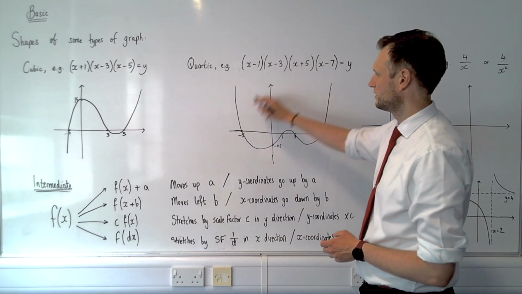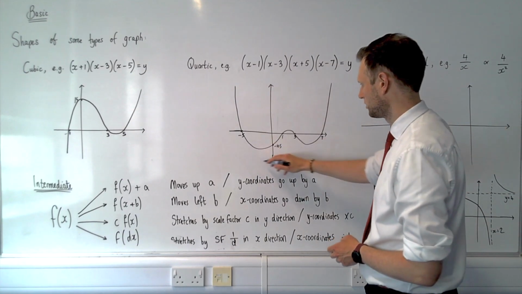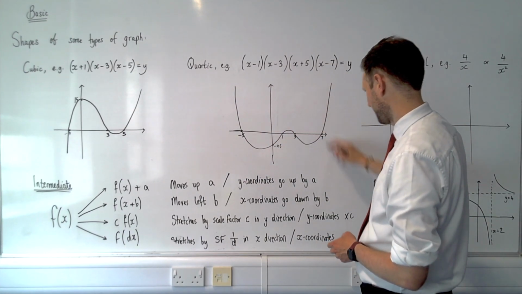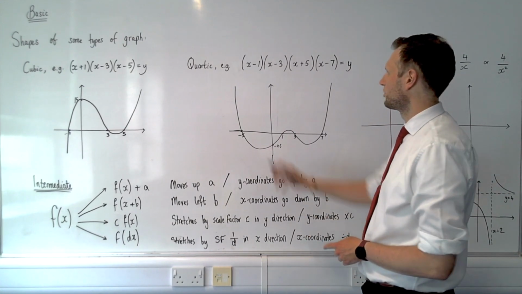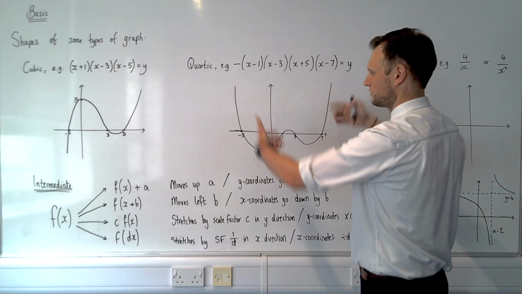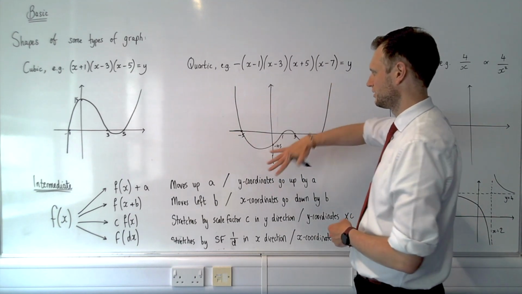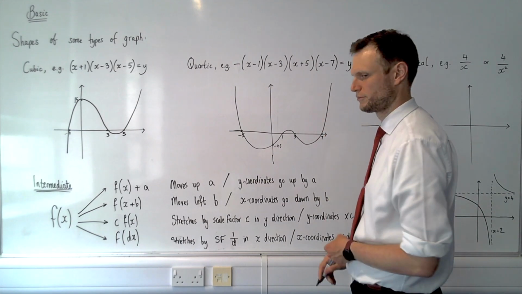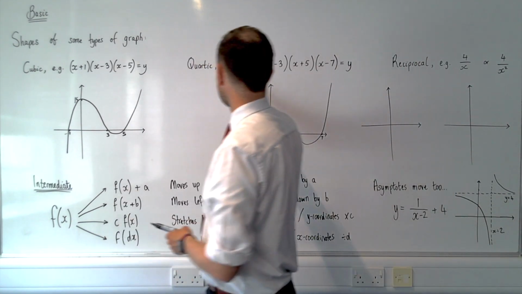Again, if it's negative, it does it the other way around. So if this had a minus at the start, then it would be the mirror image of this. So put the mirror on the x-axis, flip it, it would go up, down, up, down. So let's get rid of that because that's not right.